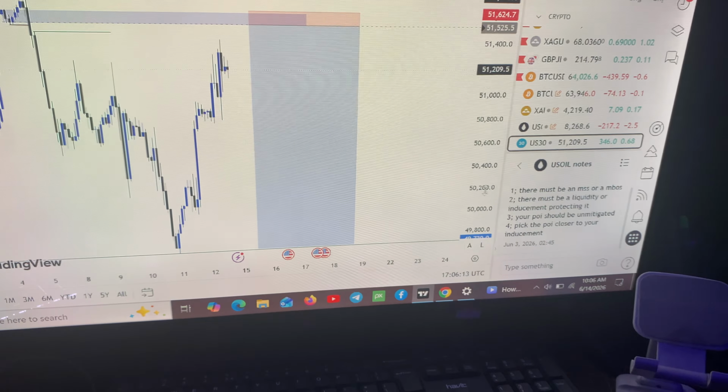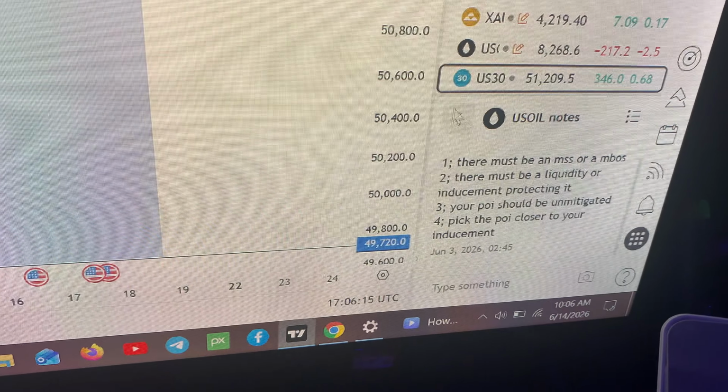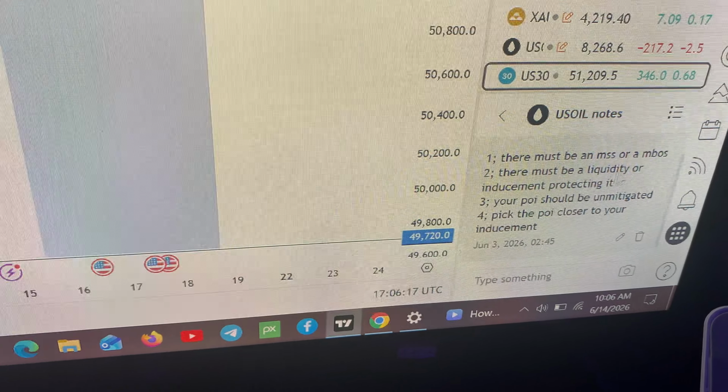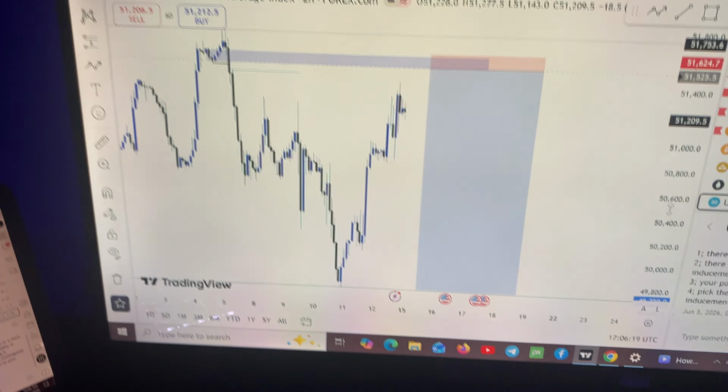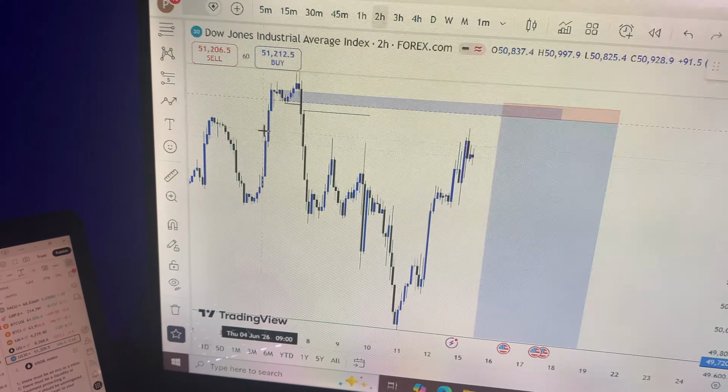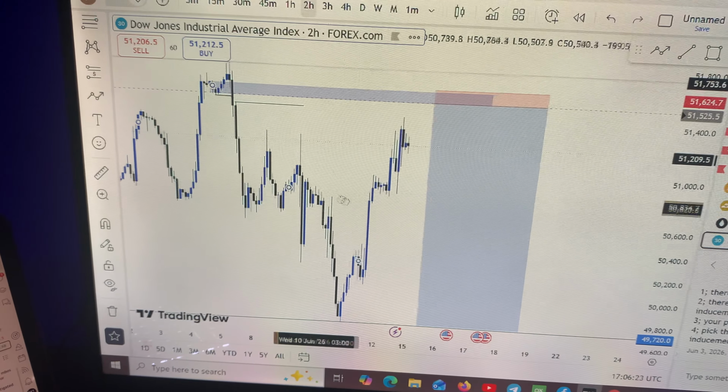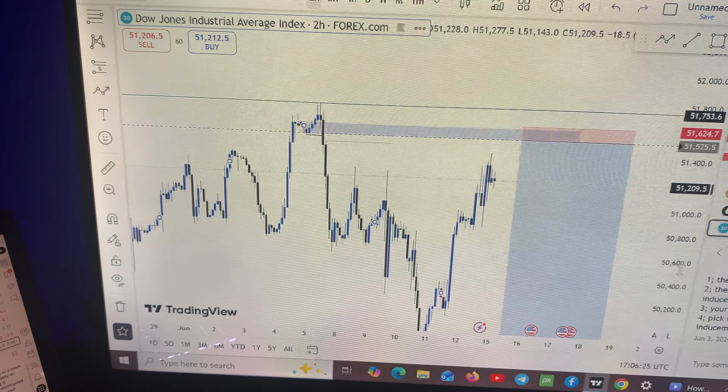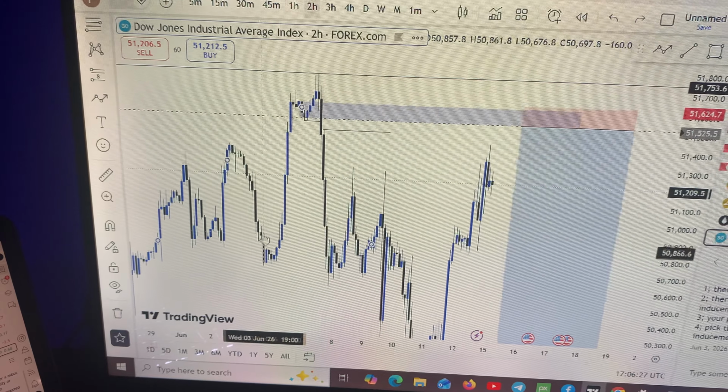It said there must be an MSS. Look at it here. It said there must be an MSS or a multiple break-off structure. So what do we see right here? When USDT has taken out all-time high, what happened? It gave us a market structure shift.